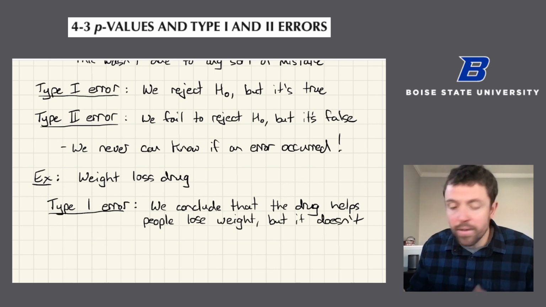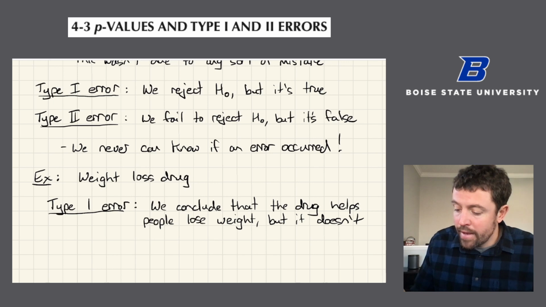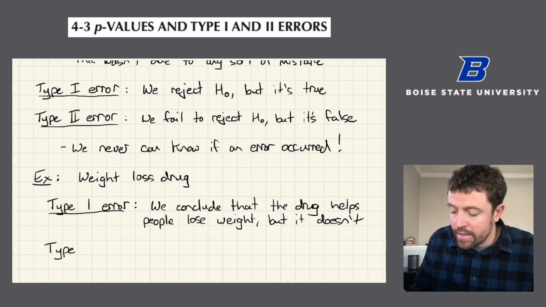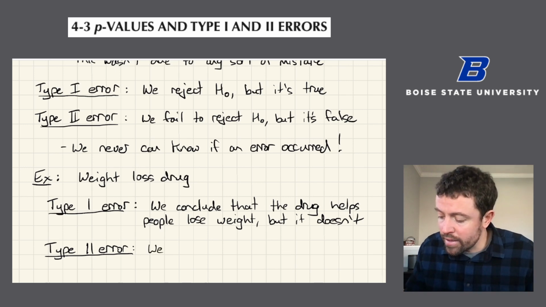So that is to say, if we did this whole hypothesis test and ended up rejecting the null hypothesis, in the back of our minds, we'd have to think, look, it could be that there was a type 1 error here and that, in fact, this drug does not help people lose weight. And similarly, a type 2 error could only occur if we failed to reject the null hypothesis. And so if we failed to reject, we're not concluding that the drug doesn't work, but we're concluding that we don't have evidence that the drug works.